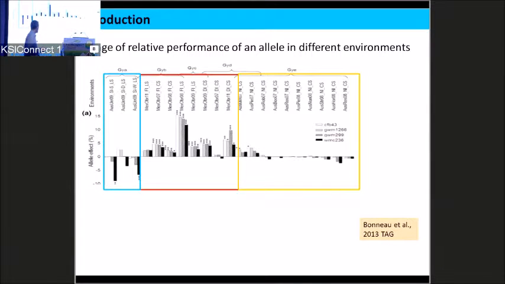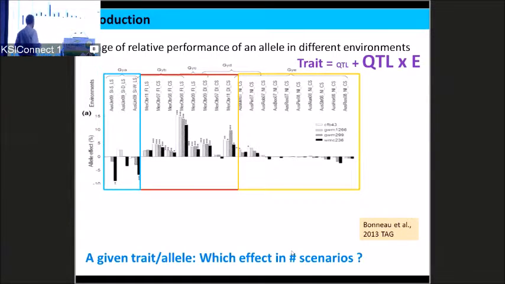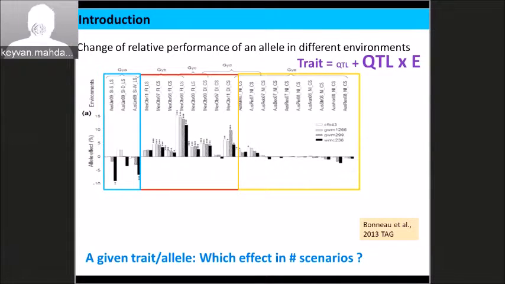So now that raises the question, for a given trait value or effect of allele, what will be the effect in different scenarios in the field? So that's the objective, to study the link between these traits in multiple scenarios in the field and the effects of a genotype and an allele, and that is for many environments.